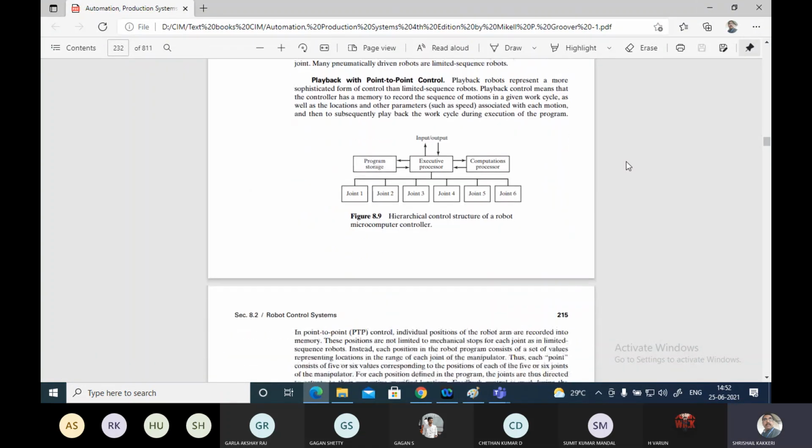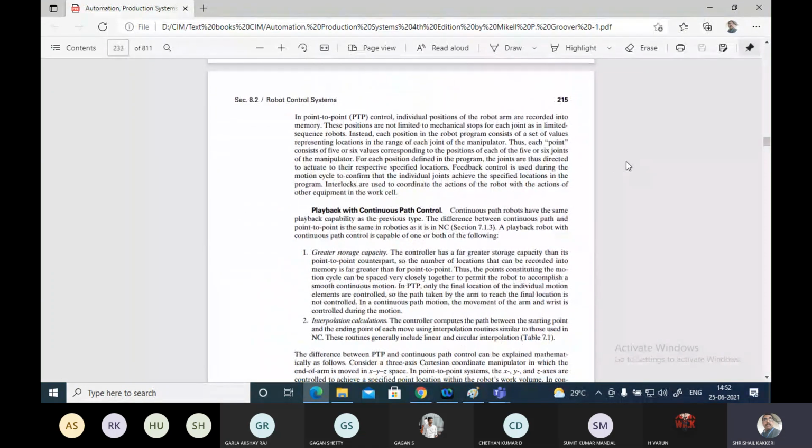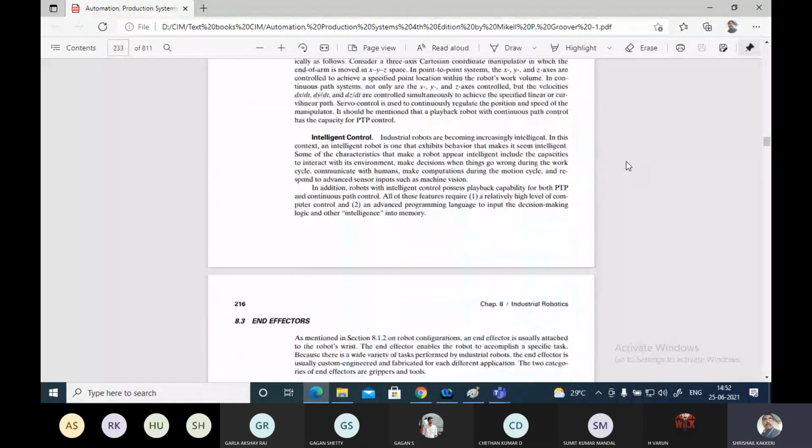Okay, this is about the continuous path and the playback robots.